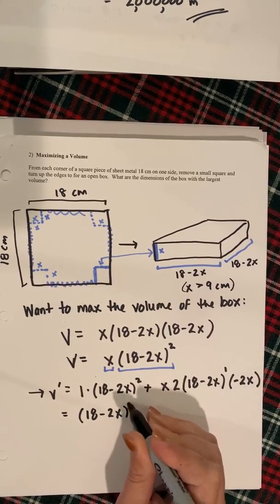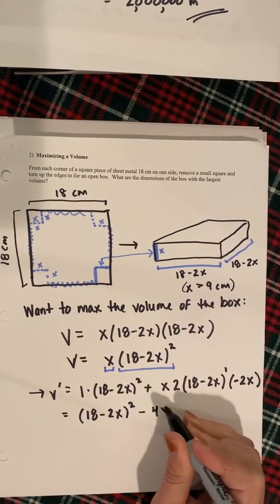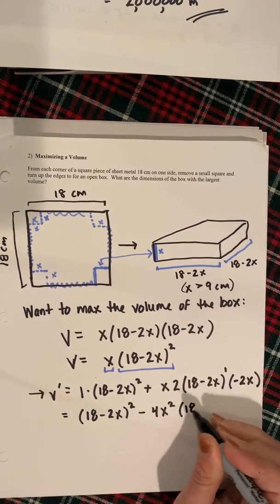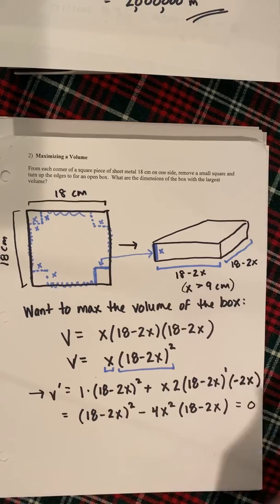18 minus 2x squared, and then I have minus 2x times 2x, so I'm going to call that minus 4x squared times 18 minus 2x. Right, now we want to know where this derivative is either 0 or undefined. Again, this is just a polynomial. It's not undefined anywhere, so I'm just going to see where it equals 0.